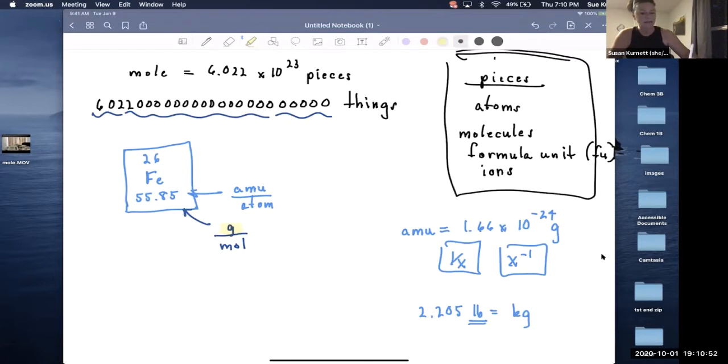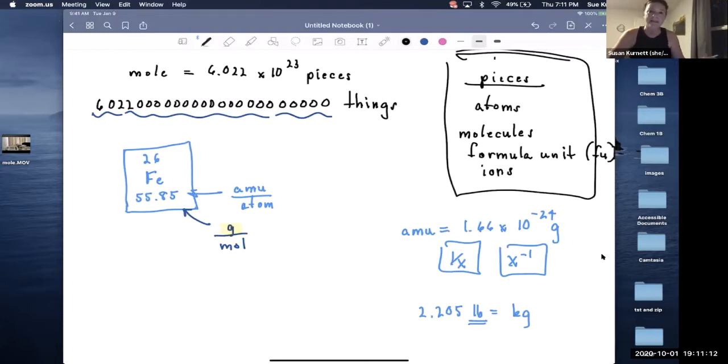So a mole is just a group. Can you have a dozen pennies? Sure. Dozen doesn't always mean cookies. Can you have a dozen cats? Sure. So dozen just means 12. Mole just means 6.022 times 10 to the 23. So it doesn't matter what the mole is of.